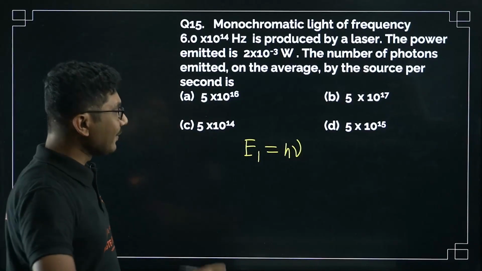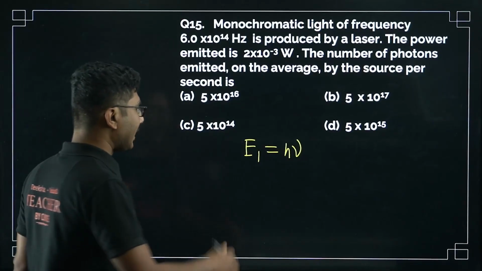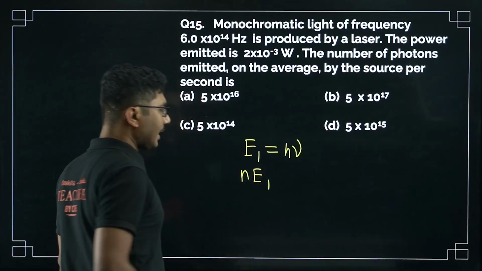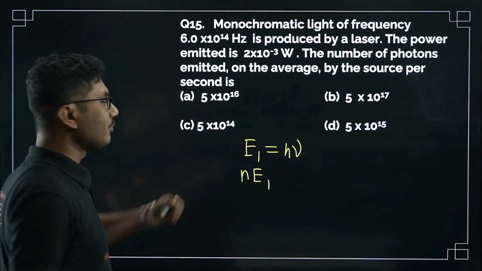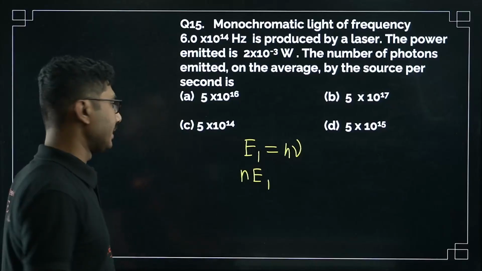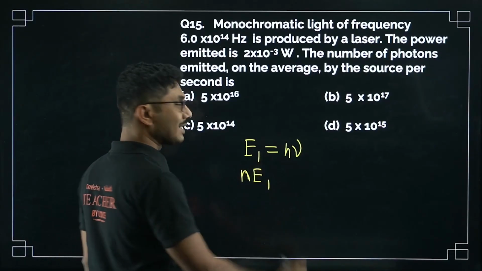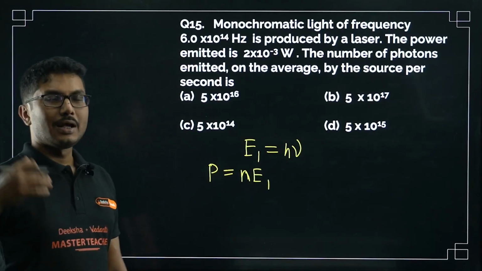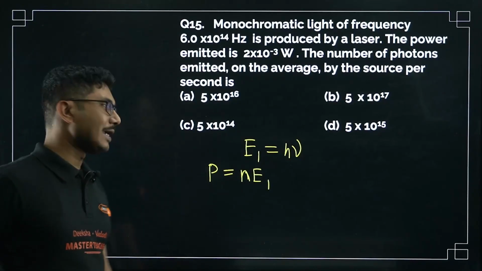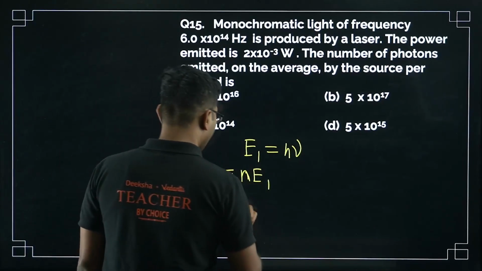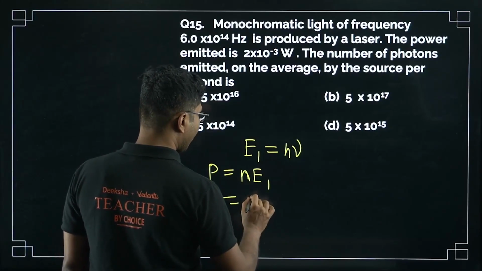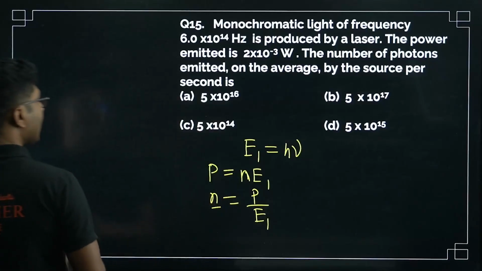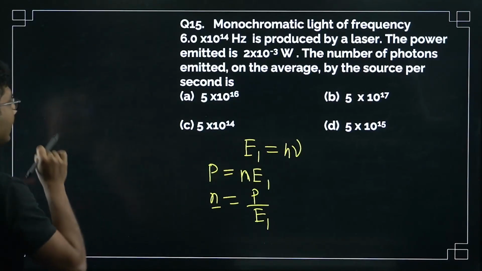Now if n number of photons are emitted, what is the total energy? N times E1, right? And if that number of photons is emitted per second, if the time is also given per second, then that is nothing but power. Power is energy per unit time. So if n photons are emitted per second, then power divided by E1 will give you the number of photons. So now everything is known.